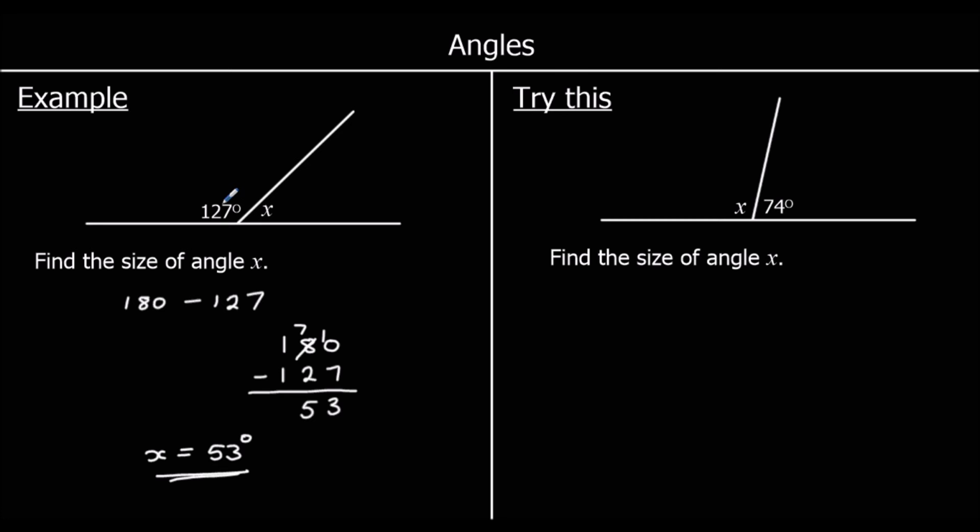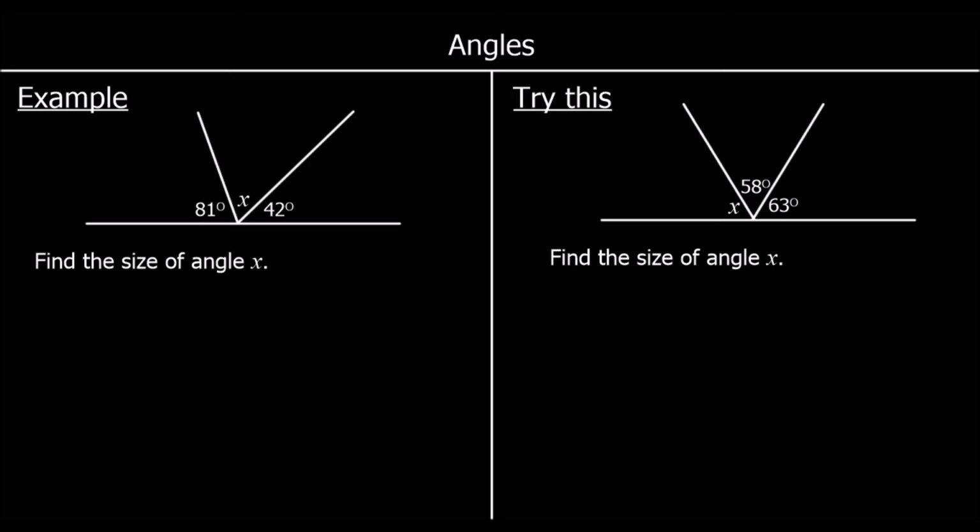Okay, one for you to try. So find the size of angle X. Angles on a straight line add up to 180 degrees. So if we do 180 take away 74, 10 take away 4 is 6, 7 take away 7 is nothing, and 1 take away nothing is 1. So it's 106. So 106 degrees plus 74 degrees makes 180 degrees. So X must be 106.